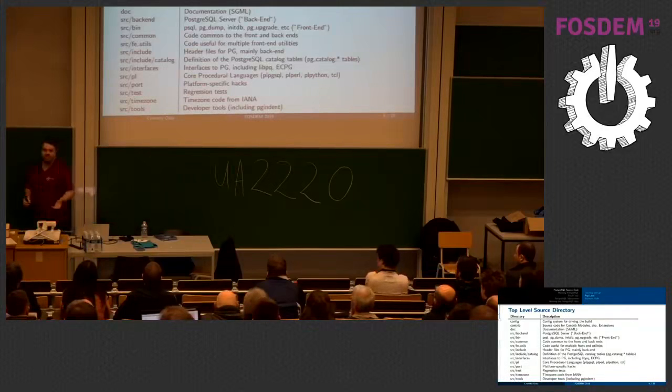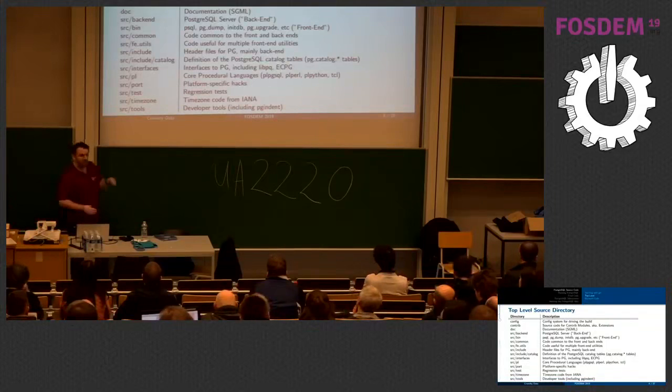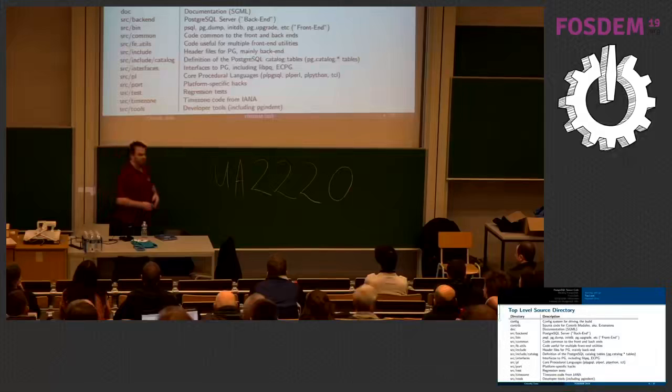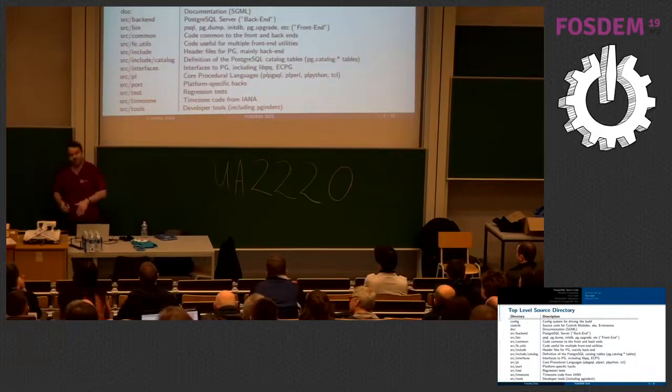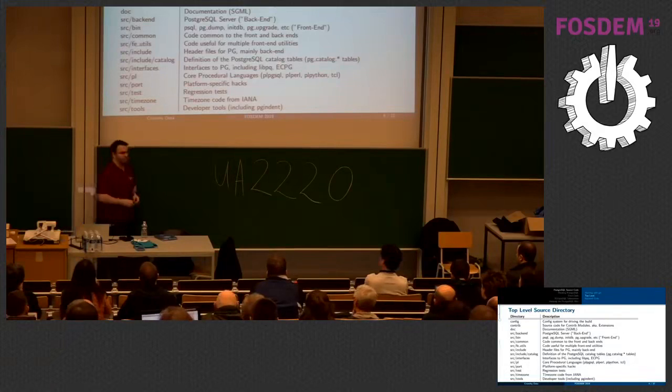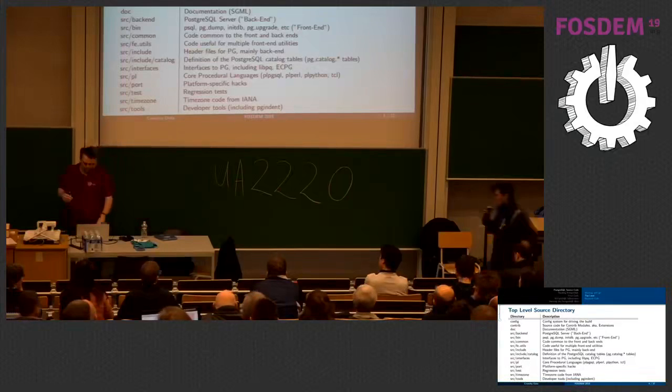PG class is another one of those catalog tables. PG class has a row in it for every table in the system, as well as every view and every index, because there's a lot of things that are common to that. We all consider those classes in Postgres, or more traditionally, relations in Postgres.